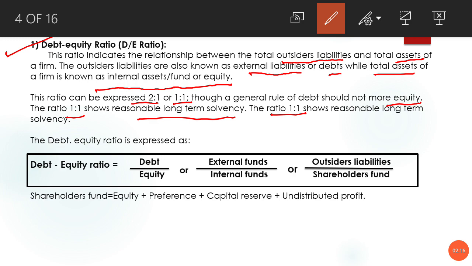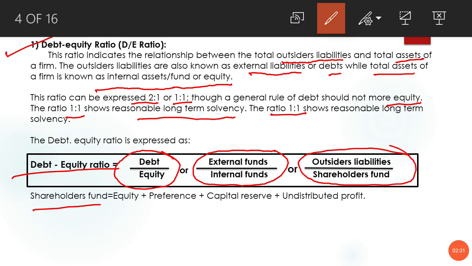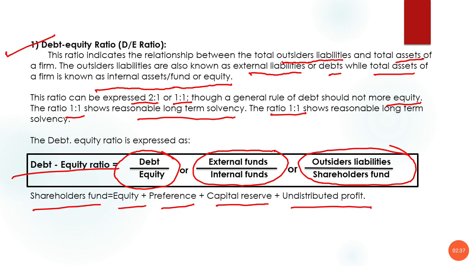The debt equity ratio is expressed as: debt equity ratio is equal to debt divided by equity, or external fund divided by internal fund, or outsider liabilities divided by shareholder fund. Shareholder fund is equal to equity plus preference share plus capital reserve plus undistributed profit.